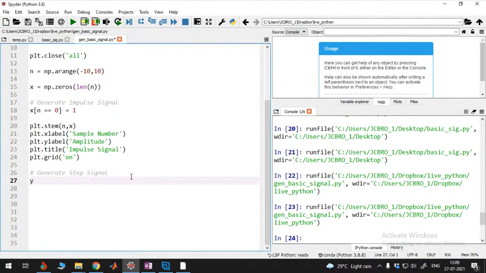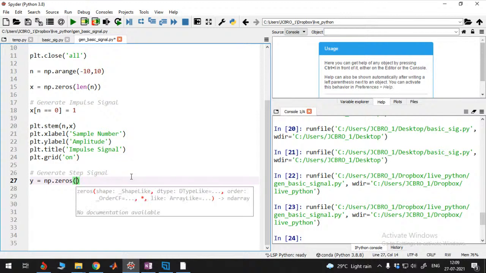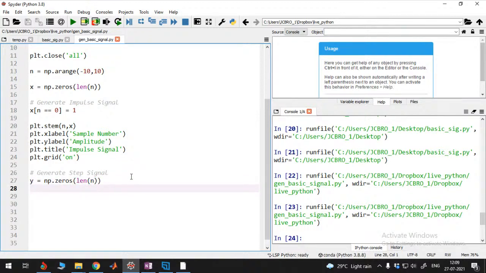So we'll make it with a different name, y equals np dot zeros, length of n, right? And then we will make y where n is greater than or equal to 0. For all those indices we want to make it 1.